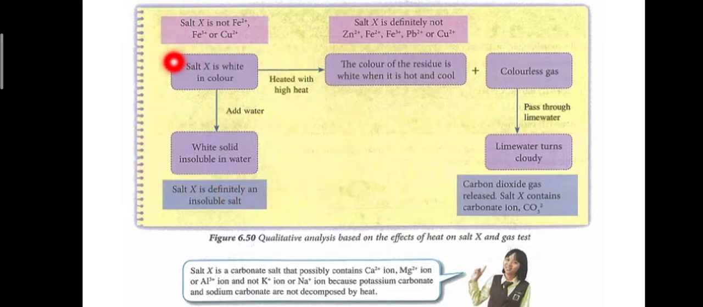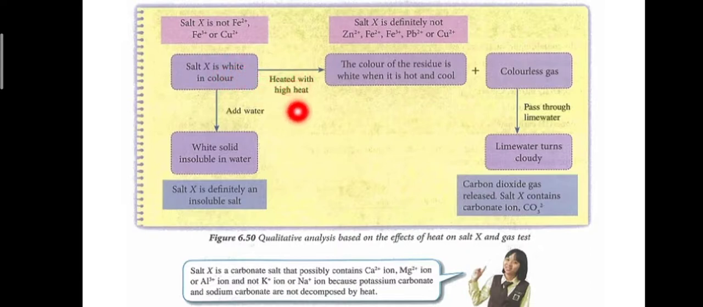So this one, salt X is white in color. For example, we have a white salt. We add water, and the white solid is insoluble in water. If the white solid is insoluble in water, salt X is definitely an insoluble salt. Okay?